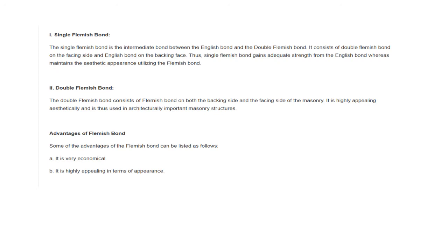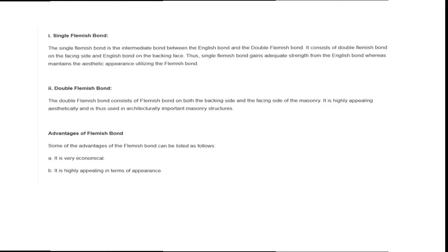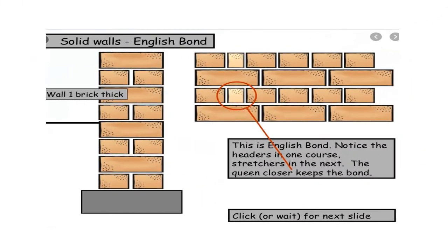Advantages of English bond. Some of the advantages offered by the English bond can be listed as follows. It offers great strength and stability. It can be used for the construction of masonry walls of almost all thicknesses. Highly skilled manpower is not required for the construction of such a bond.